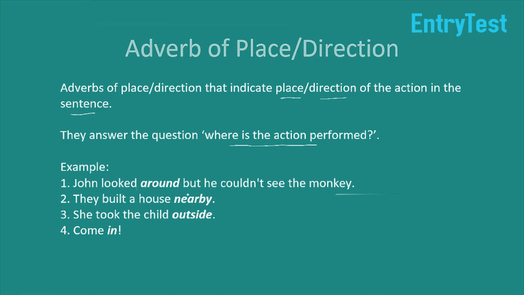John looked around, but he couldn't see the monkeys. So where is John looking? He is looking all around him. Alright, so he looked around, but still he could not find what he wanted to see. So around is my adverb of place.